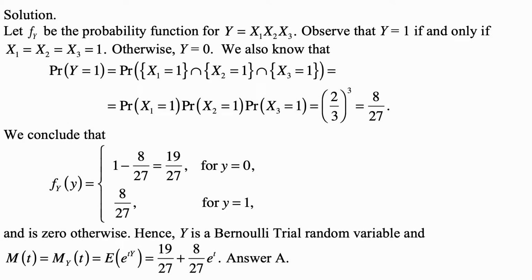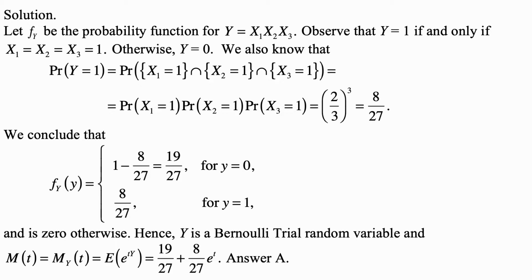And here is the solution. Let's write f sub y for the probability function of y equal to x1, x2, x3. And the most important thing to note immediately is that these x1, x2, x3 random variables only assume two values, 1 or 0. If you multiply out 3 of them, then you will get 0 anytime except for when x1 is equal to x2 is equal to x3, and all of them are equal to 1. Otherwise, one of them is 0 and the result of multiplication is 0.